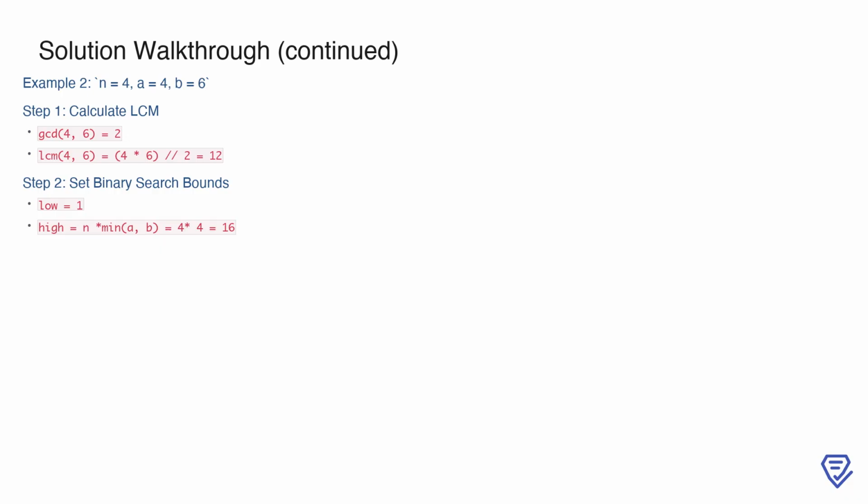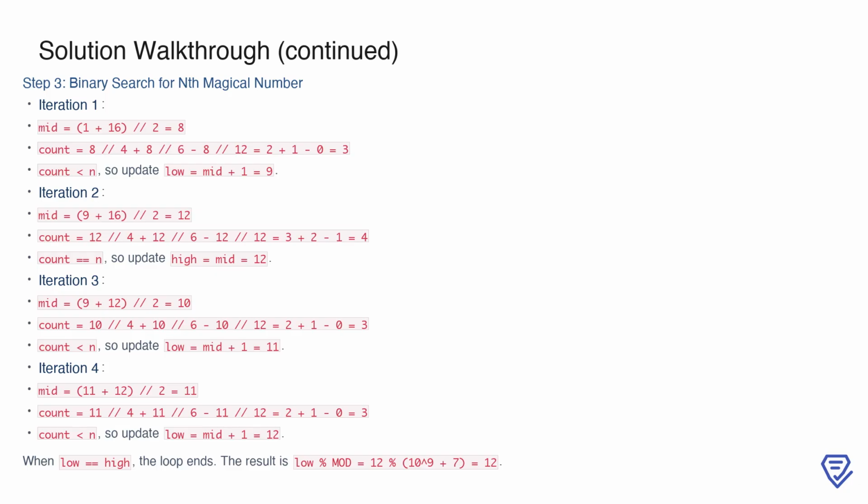The lower bound starts at 1, and the upper bound is calculated as n times the smaller of A and B. In this case, it's 4 times 4, resulting in an upper bound of 16. Next, we apply binary search to determine the nth magical number. In the first iteration, the midpoint is calculated as 1 plus 16, divided by 2, which equals 8. Counting the magical numbers up to 8, we compute 8 divided by 4, plus 8 divided by 6, minus 8 divided by 12, yielding 2 plus 1 minus 0, for a total of 3.